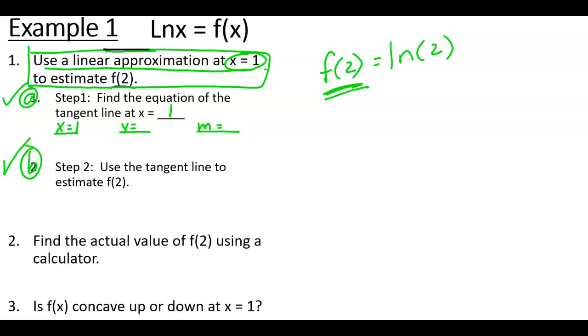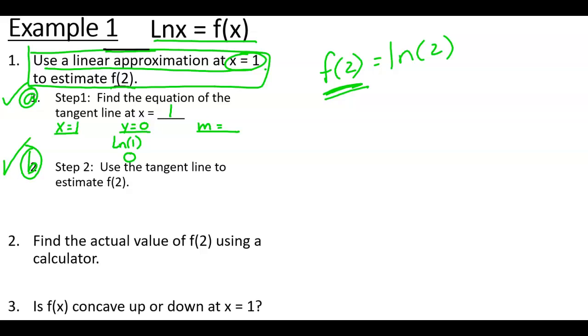Okay, so we've got our x value, it's 1, but now we need our y value. To find your y value, just plug it into the original function. Now this is better than plugging in 2, because I know what ln of 1 is. ln of 1 is 0. So my y value is 0.